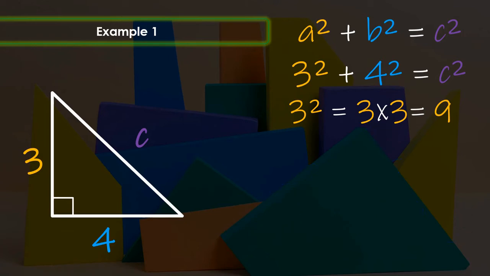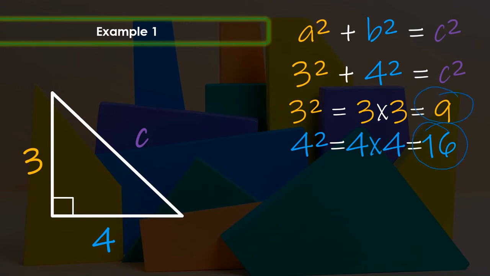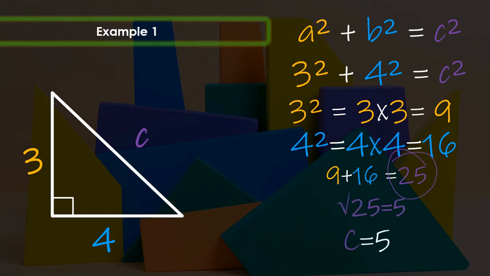Can you guess what we're going to do for the 4 if it's also squared? You're also right. So 4 squared is 4 times 4, which is 16. And it said right here at the top, 3 squared plus 4 squared is going to equal c squared. So the next step is to add those together, and then we have 25. Then we square root 25, and it gives us 5. So basically, C is 5.